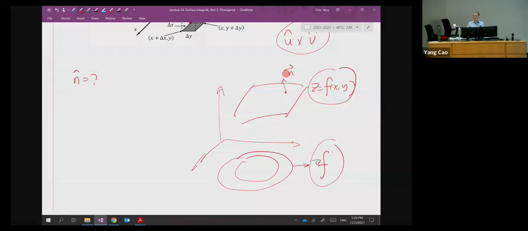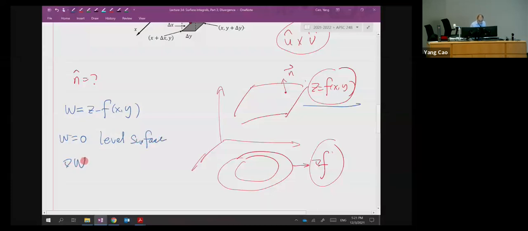The level surfaces, exactly. You need to calculate the level surfaces. Usually, if you recall, we create a new function, w equal to z minus f of xy. When w equal to 0, you get back to this surface. This is a level surface. Then if you calculate del w, that will be perpendicular to z equal to f of xy.